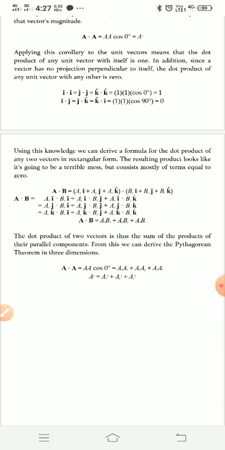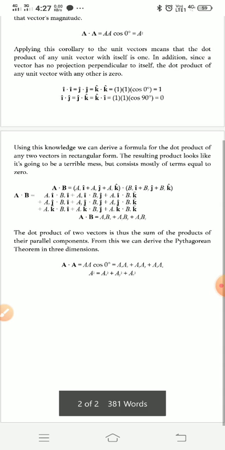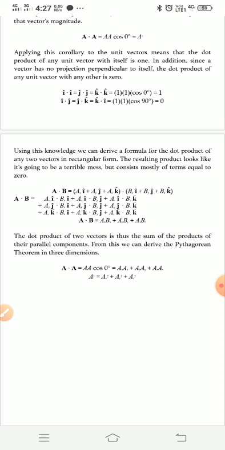Now we are going to multiply these two vectors by dot product. It is very clearly shown that the multiplication is done by simple multiplication method, but where i dot i or j dot j or k dot k are coming, we should take 1, and in place of i dot j, j dot k or k dot i, we should take 0. Therefore, A dot B comes out to be ax bx plus ay by plus az bz.